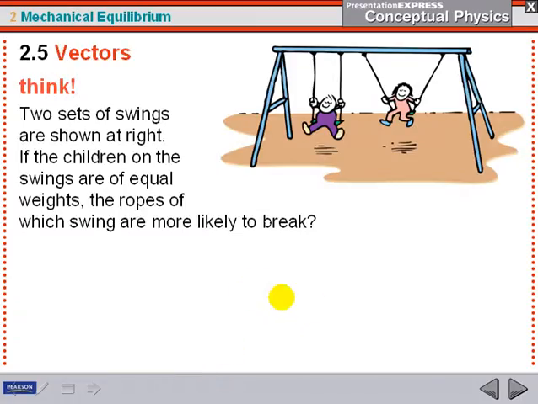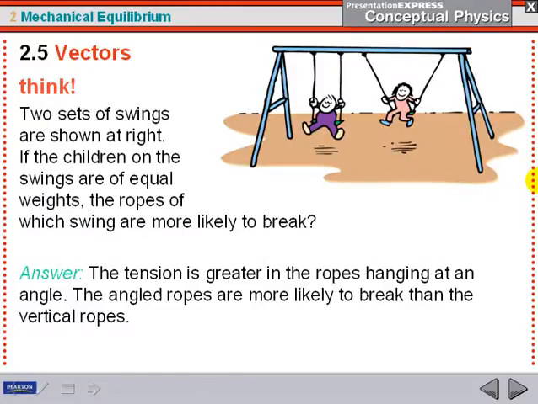Now you should be able to answer this one easily. Which one of these two ropes is more likely to break? The ones that are going straight up and down to support the weight, or the ones that are on a wider angle? And the answer is, of course, that the ropes at a wide angle are more likely to break than the vertical rope. So this one is going to be more likely to break than the other one.